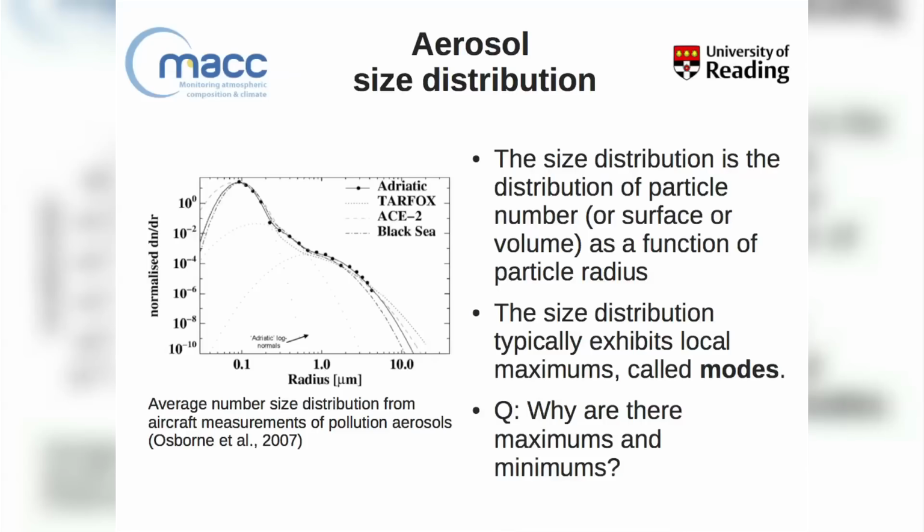The other thing you see is that the size distribution is not smooth, so you don't have the same number of particles for every possible radius. What we see instead is that the size distribution has maxima at different values. They tend to vary locally, and those maxima are called modes. So they are the aerosol modes, and I will mention that name quite a bit in this course.